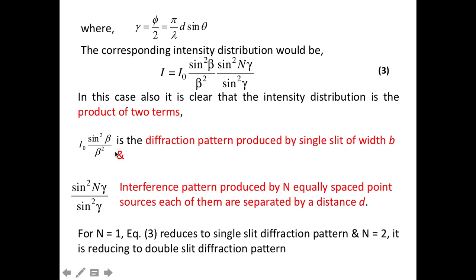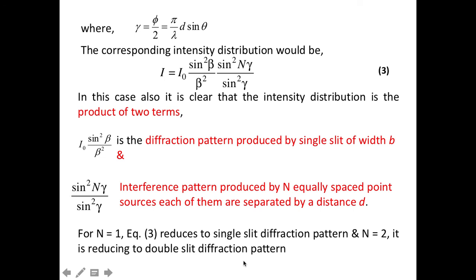First term, this first term is due to a diffraction pattern produced by a single slit of the width b, and the second term is interference produced by n equally spaced point sources. Each of them is separated by the distance d. So here, if you put n equal to 1, then this equation will be a single slit diffraction pattern. And if you put n equal to 2, it again gives the double slit diffraction pattern.